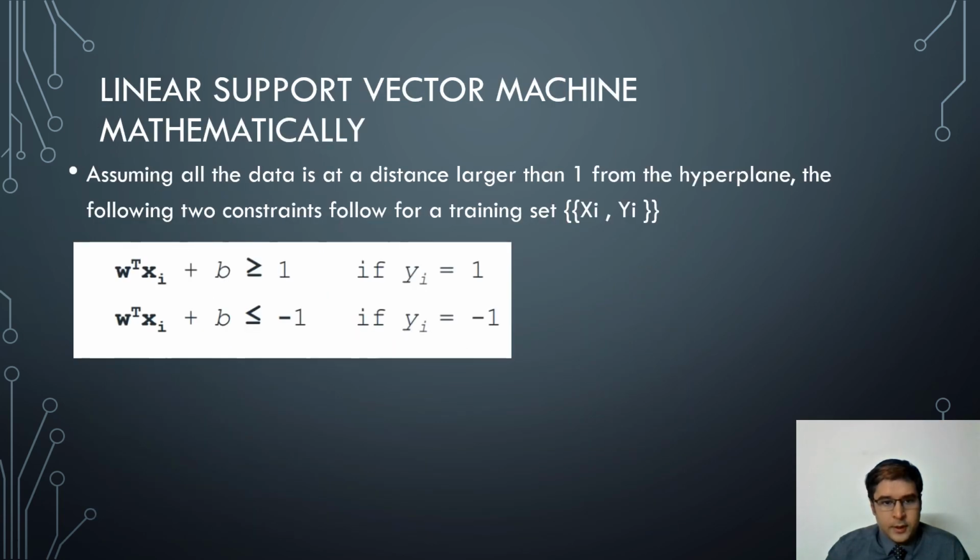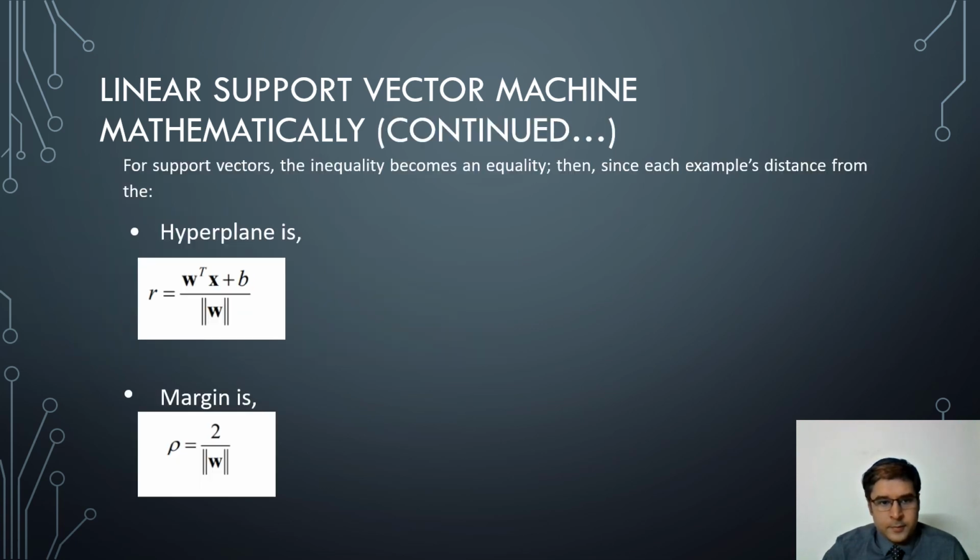Assuming all the data is at a distance larger than 1 from the hyperplane, the following two constraints follow for a training set of xi and yi points: WT xi + b >= 1 if yi = 1, and WT xi + b <= -1 if yi = -1. Hope this is clear. For support vectors, the inequality becomes an equality. Since each example's distance from the hyperplane is r = (WT x + b) / |w|, the margin is rho = 2 / |w|.